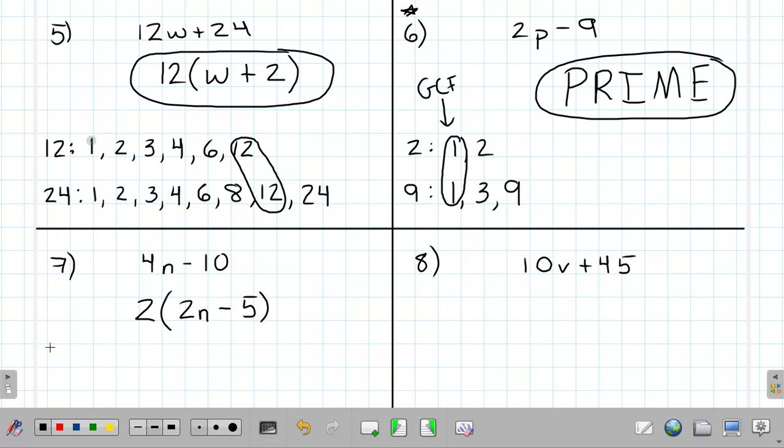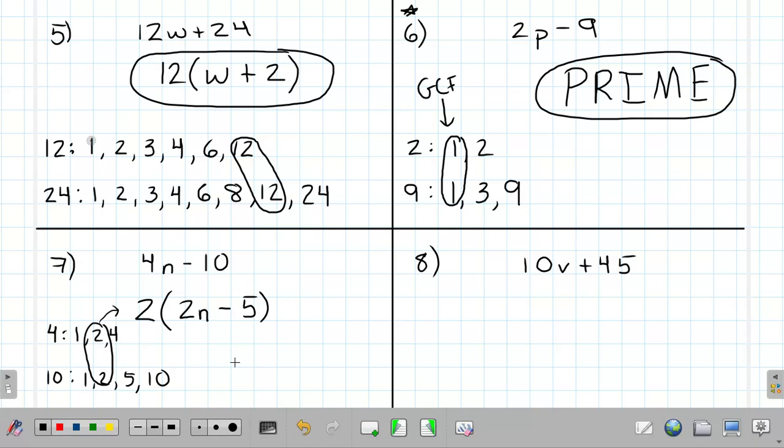And once again, that's because the factors of 4 are 1, 2, and 4. Factors of 10 are 1, 2, 5, and 10. And that tells us, once again, the greatest common factor is 2. Then it's just dividing in this case. You divide 4n by 2, so 4 divided by 2 is 2. So you have 2n, minus 10 divided by 2 gives us the 5.